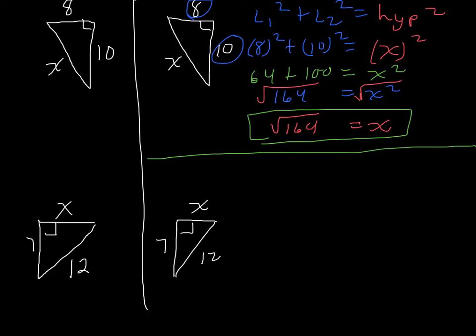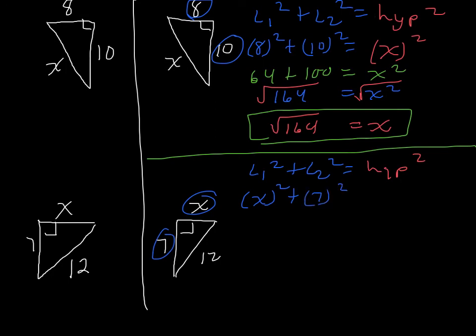Okay, on to the next one here. And so I'm going to first write down my equation. L1 squared plus L2 squared equals hypotenuse squared, and haha, I remembered to use red. And so my L1 is going to be x. So x squared. Remember, I could have picked 7 for my L1. It doesn't matter. Those two are interchangeable. But what's not interchangeable is the 12. The 12 has to be the hypotenuse.